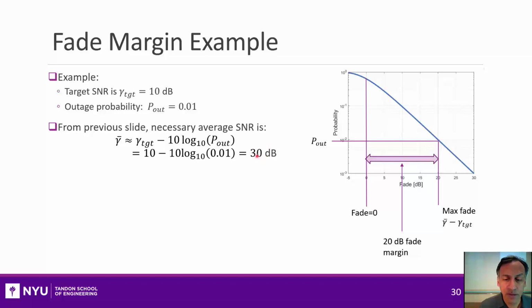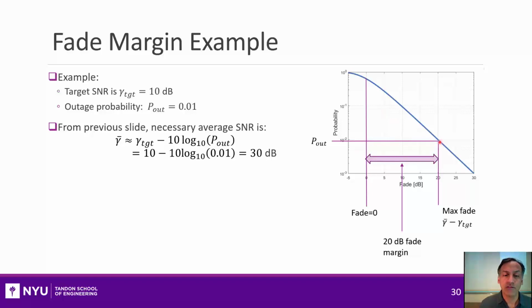You can think about it graphically if you prefer. Call the fade the actual value of gamma relative to its average. So this would be an exponential random variable. If I draw its complementary CDF, you would get this kind of expression here, which means that if you want to guarantee that the fade is within 1%, you have to look at the 1% possible value this could be, and that would be 20 dB.